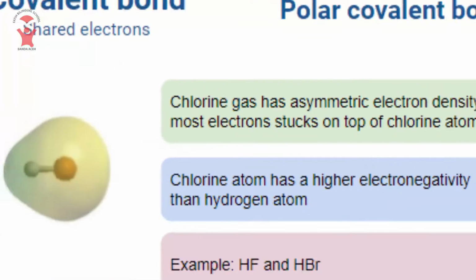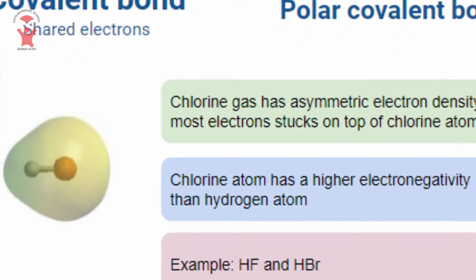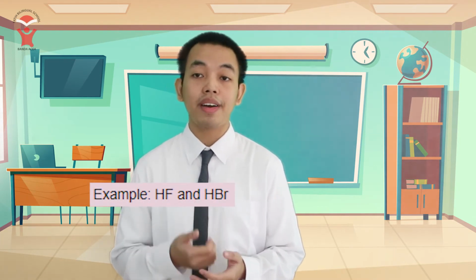When we pair two different elements, we might end up with a compound that has a polar covalent bond. A polar covalent bond normally occurs because different atoms have different electronegativity values. The difference in electronegativity makes most of the electrons stay on one atom. Let's take a look at hydrochloric acid. Hydrochloric acid has asymmetrical electron density, and most of the electrons are on the chlorine atom. This is because the chlorine atom has a higher electronegativity value than hydrogen. Most halogenic acids, such as hydrofluoric acid and hydrobromic acid, have polar covalent bonds.